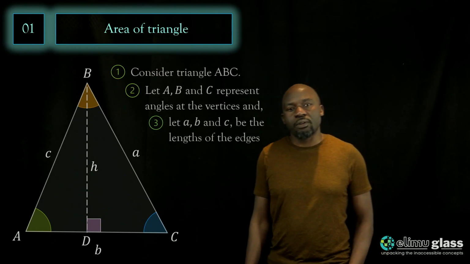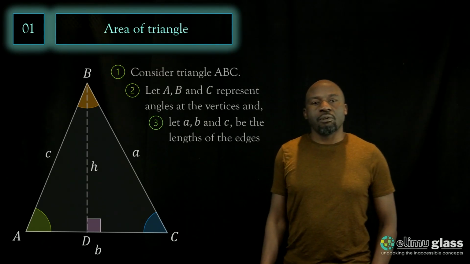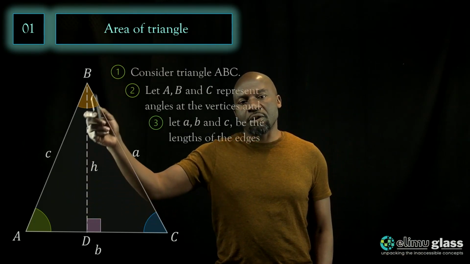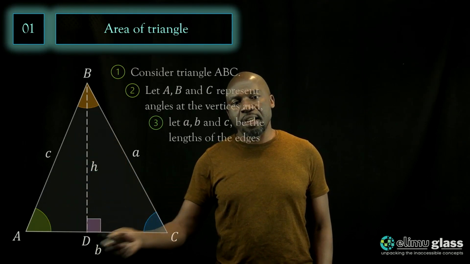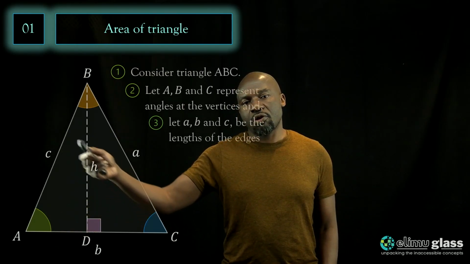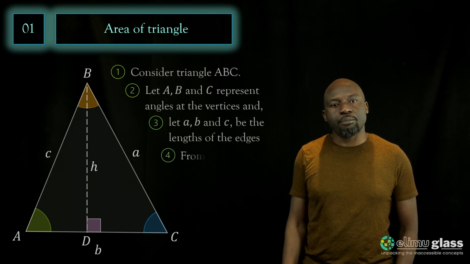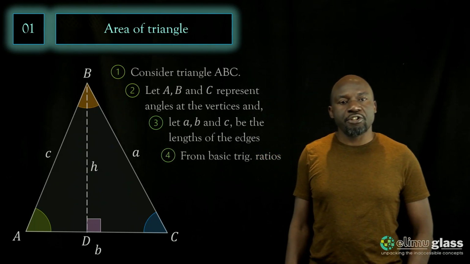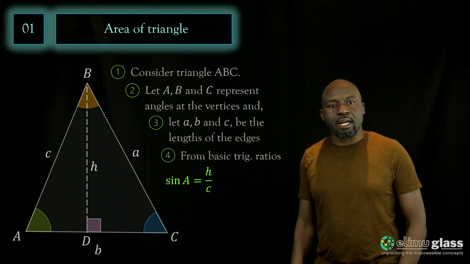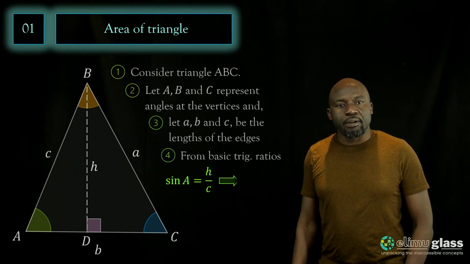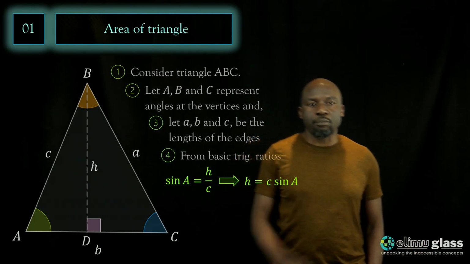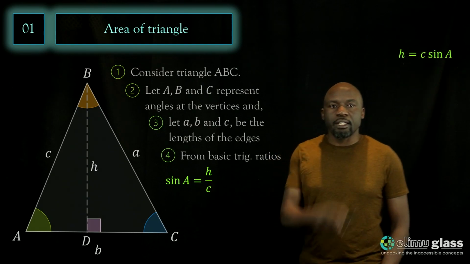All right. So when we look at this, we can use our basic trigonometric rules. If we consider the triangle ABD, then we can say that sine of A is H over C, the sine of an angle being opposite over hypotenuse. Therefore we can find H in terms of sine A and C. That gives us H is C sine of A. Let's put that aside.